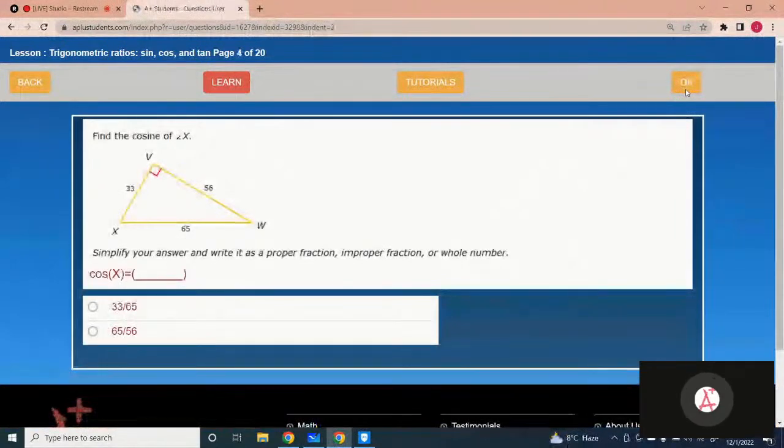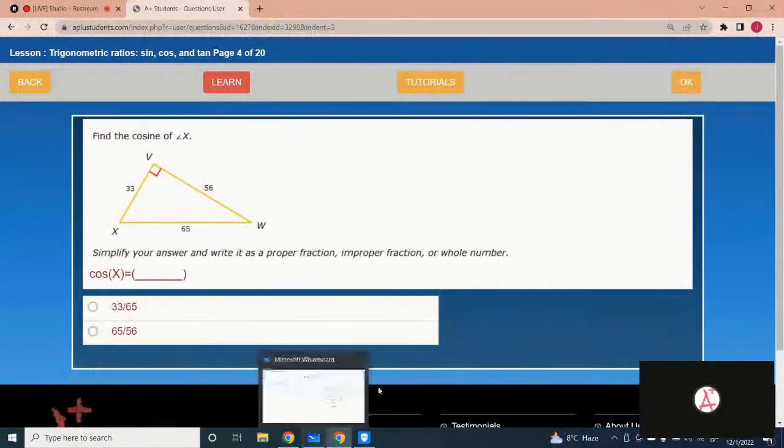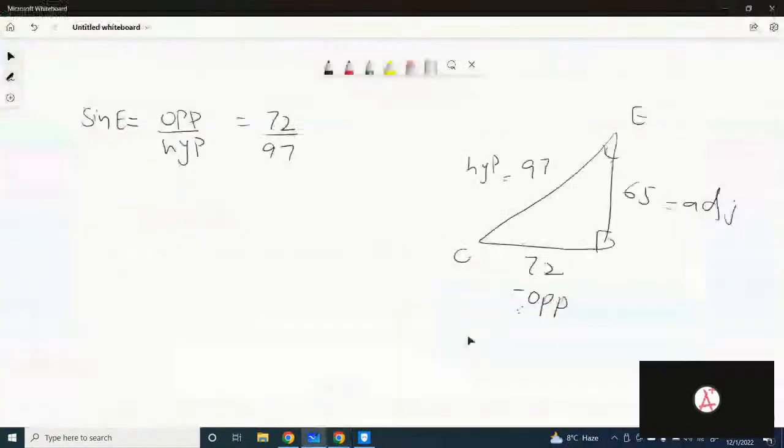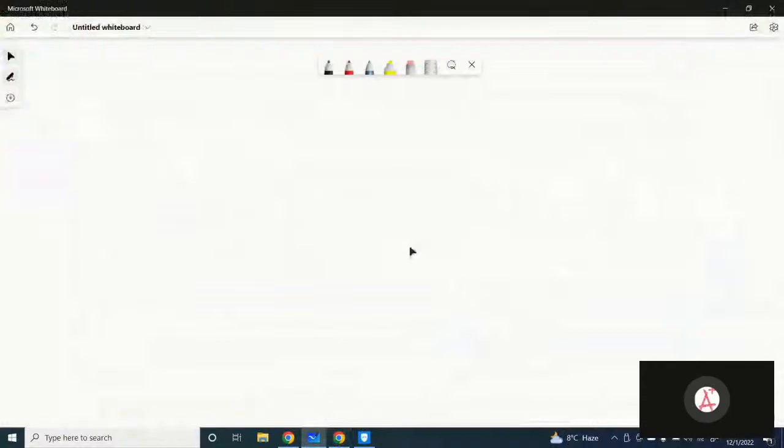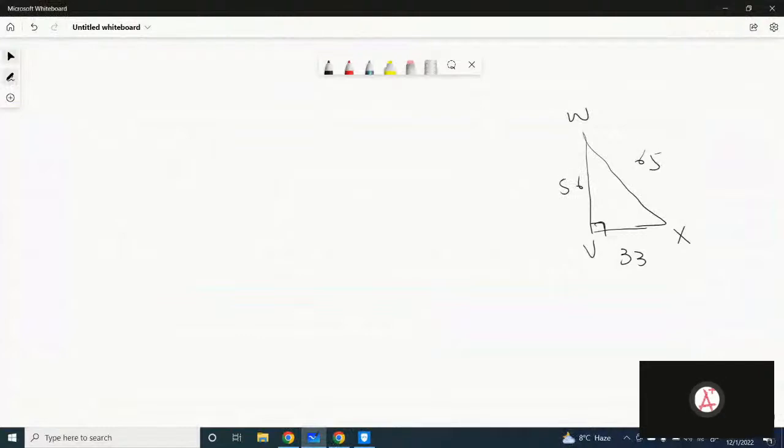Cos of angle X. Okay, let me draw the triangle. It would be like this. You can rotate the triangle, that would make it easier to understand. But name the angles as in the question. The right angle is at V, and this one is X. VX is 33, it is 56, and WX is 65. Okay, you have to find the cos of angle X.